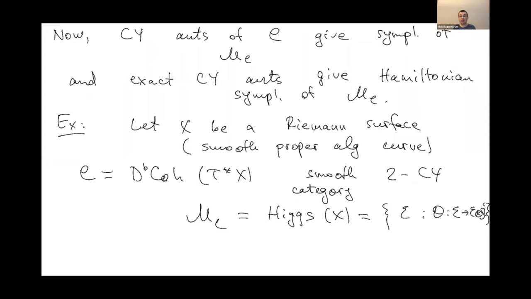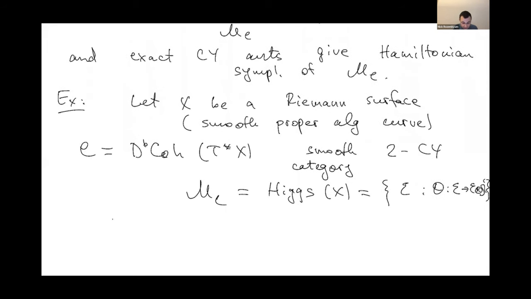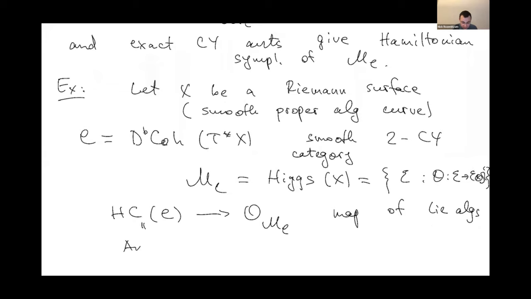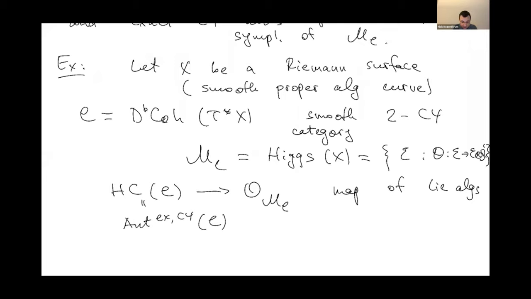Here, of course, live Higgs vector bundles as a substack of this. And the point is that, by what we said, there's a map. So d is 2, so there are no shifts. So there's a map of Lie algebras like this, but now by what I just said, HC of C is interpreted as the Lie algebra of automorphisms of C. So this is exact automorphisms of C. But because of what C is, there's a subgroup here. It turns out there's a very natural subgroup, which is the Picard group of T*X, which is the same as the Picard group of X.